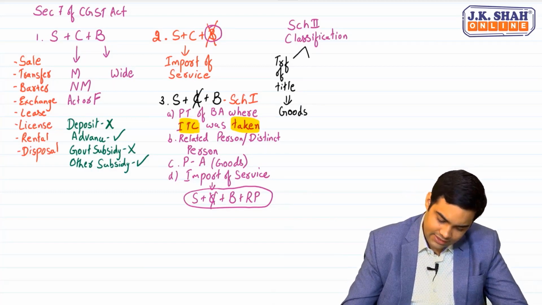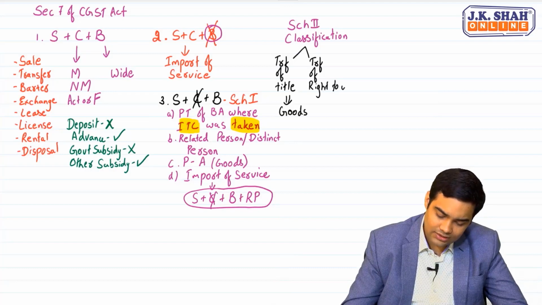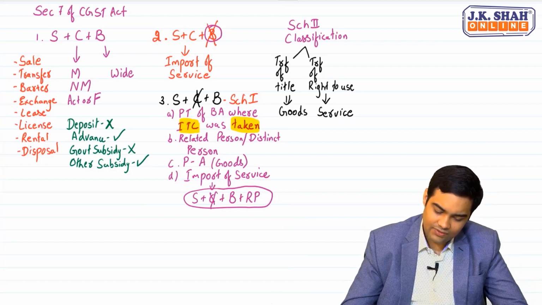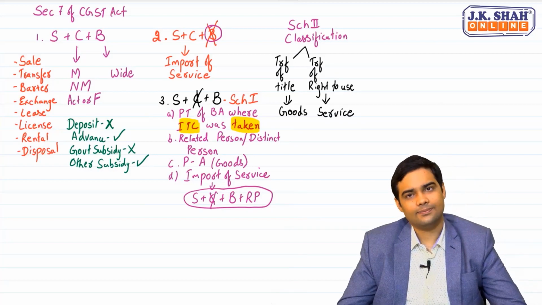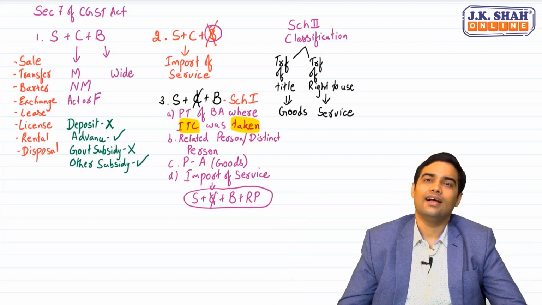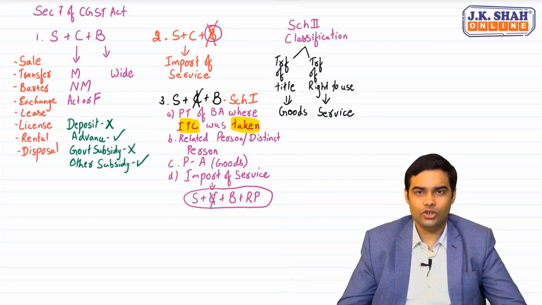But whenever there is a case of transfer of right to use, you are not giving the title, you are allowing right to use that particular product. In that case, it would be regarded as a supply of service. Clear? This is about Schedule 2.